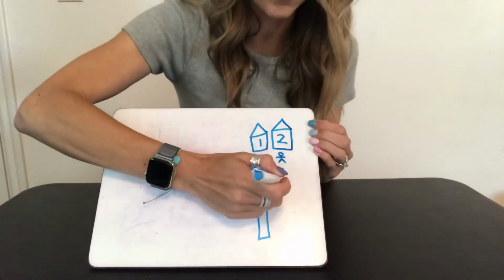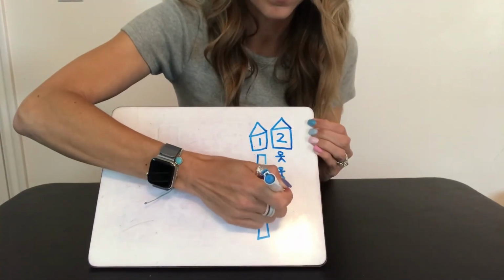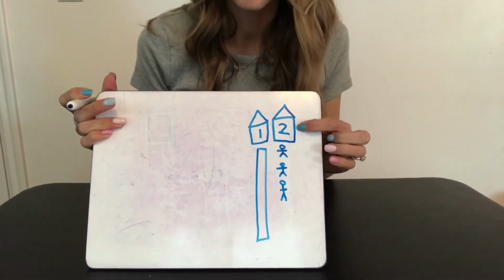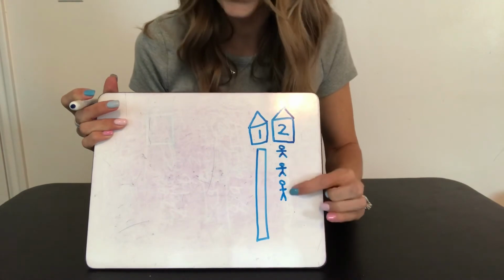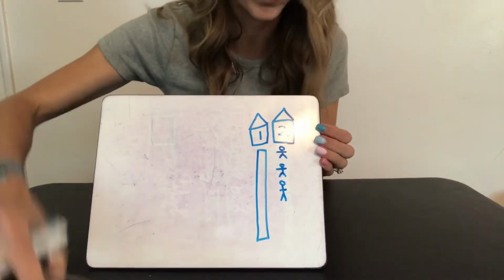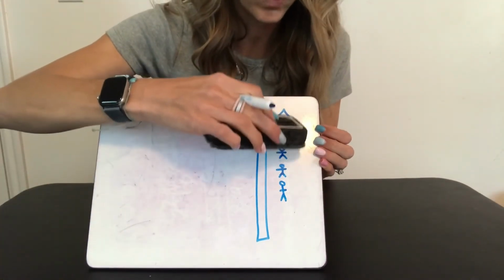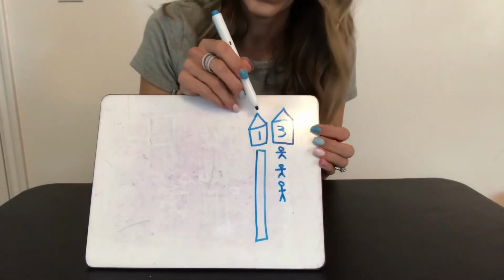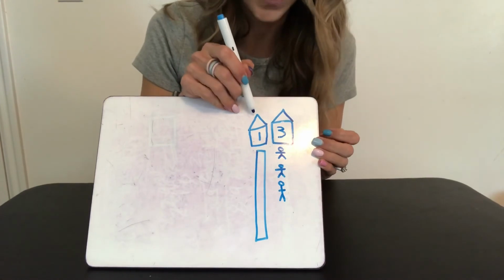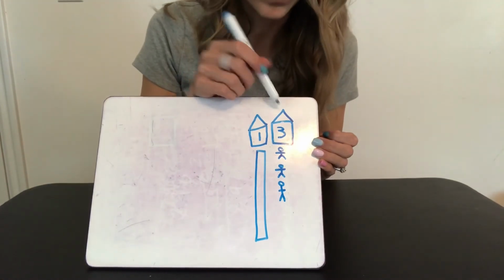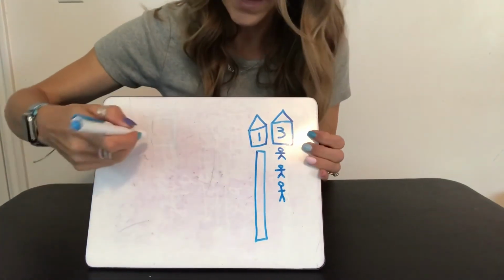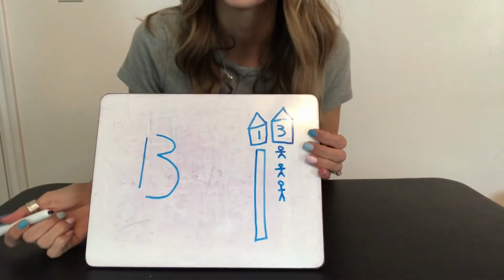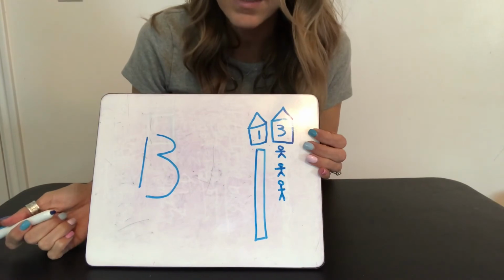Good. So what happens if we add another kid in here? Then how many kids do we have in this house? 1, 2, 3. We have 3 kids in this house. So we're going to erase the 2 and we're going to draw a 3. We have one full house. It's totally full of 10. And then in this house, we have 1, 2, 3. We write that number as a 1 and a 3. That number is 13. Can you say 13?